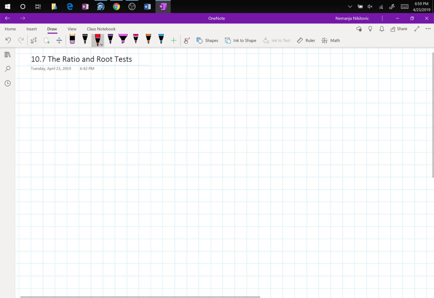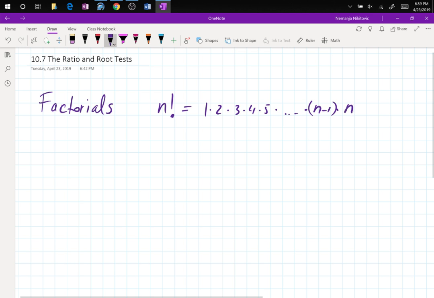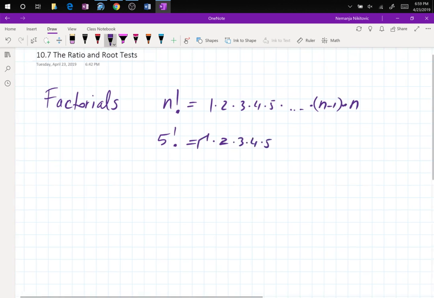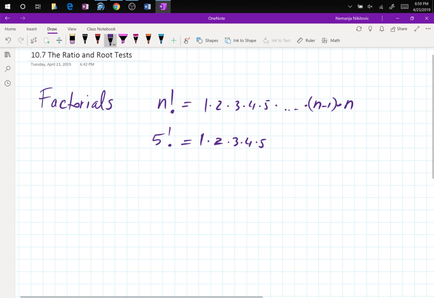First off, do we remember factorials? Yes. Factorials. This is read as n factorial, not an n, but n factorial. And it's 1 times 2 times 3 times 4 times 5 times all the way to n minus 1 times n. So 5 factorial is 1 times 2 times 3 times 4 times 5, which totals 120 when you multiply all the numbers.